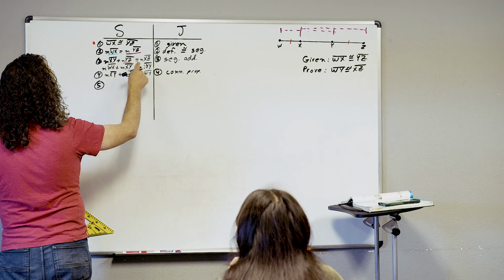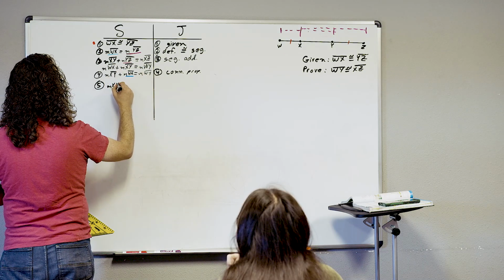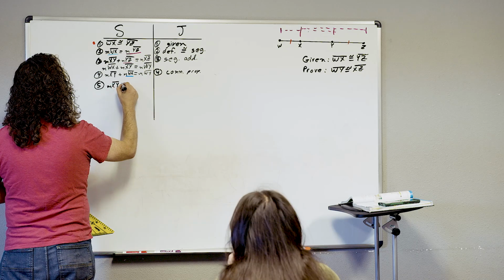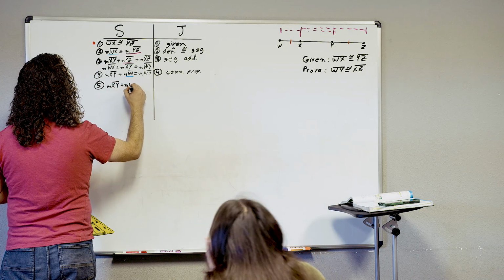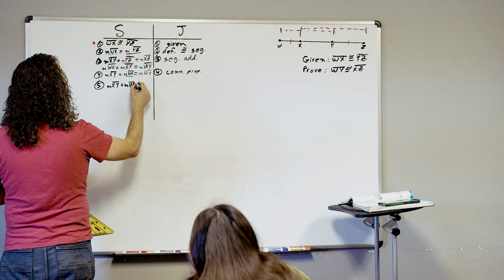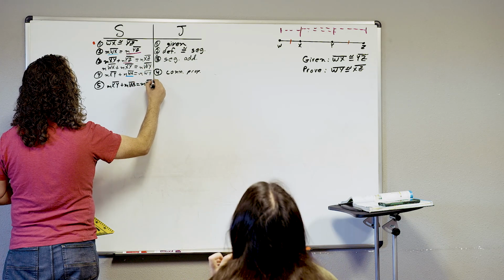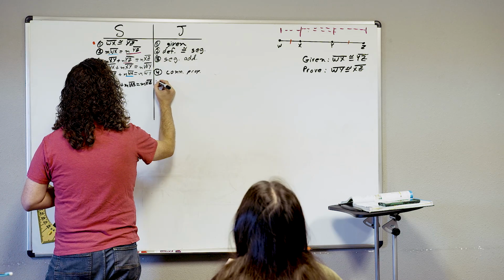So we're substituting WX right here. So the measure of XY plus the measure of WX equals the measure of XZ. Substitution property.